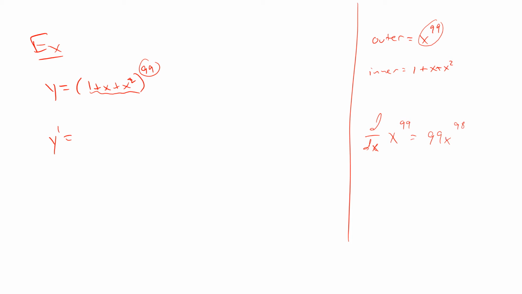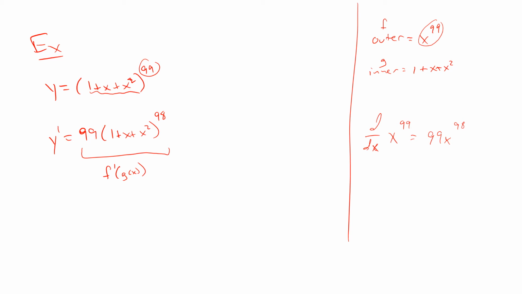We'll do that here, that power rule, 99 times x to the 98th power, but instead of an x, we're going to leave that inside function there. So this is going to be 99 times the whole inside function to the 98th power. Alright, so what I've written down so far, if my outer function I call f, and my inner function I call g, is f prime of g of x. This is the first part of the chain rule.